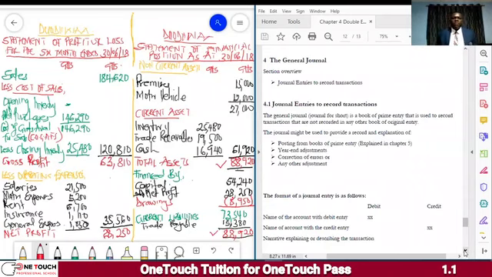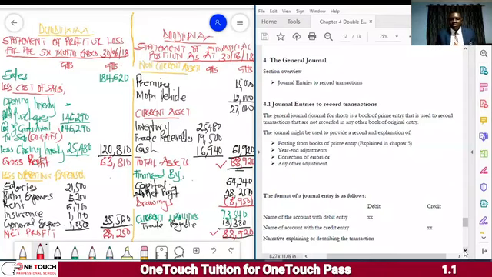Now, journal entries, or the general journal, simply put as journal, is a book of prime entry that is used to record transactions that are not recorded in any other book of original entry. So the general journal is a book of prime entry that is used to record transactions that are not recorded in any other book of original entry.